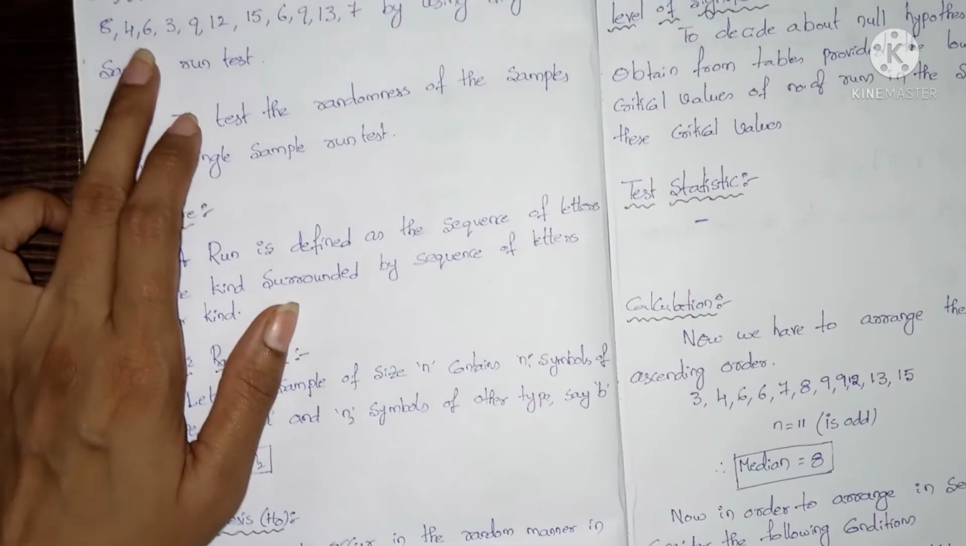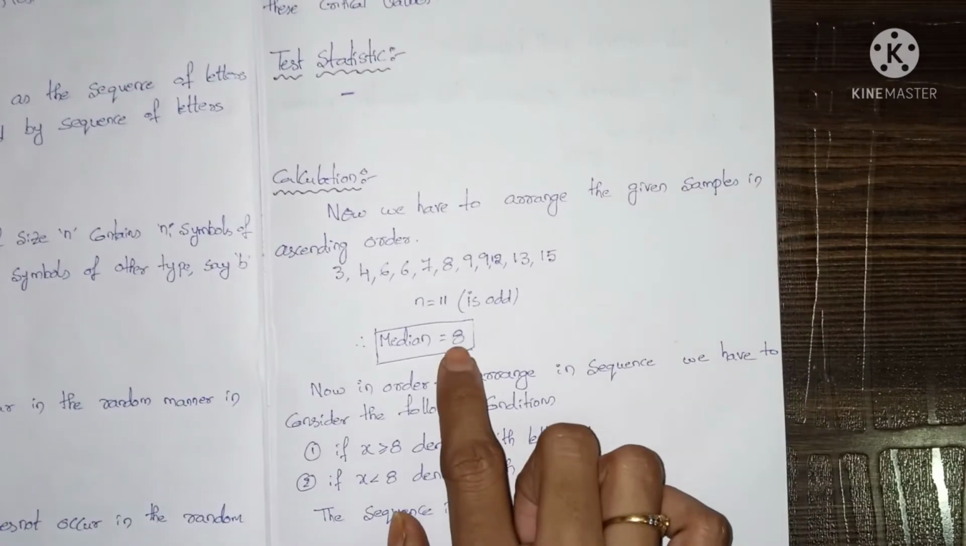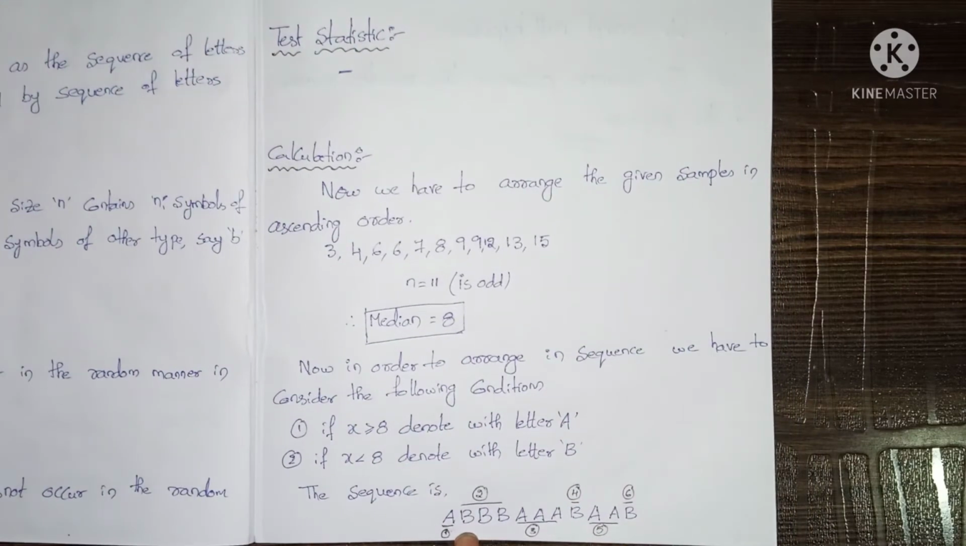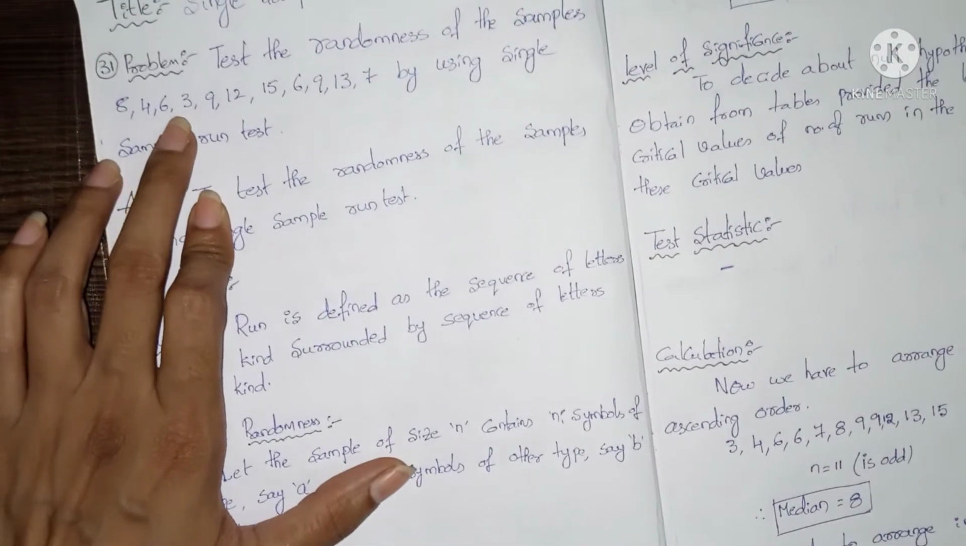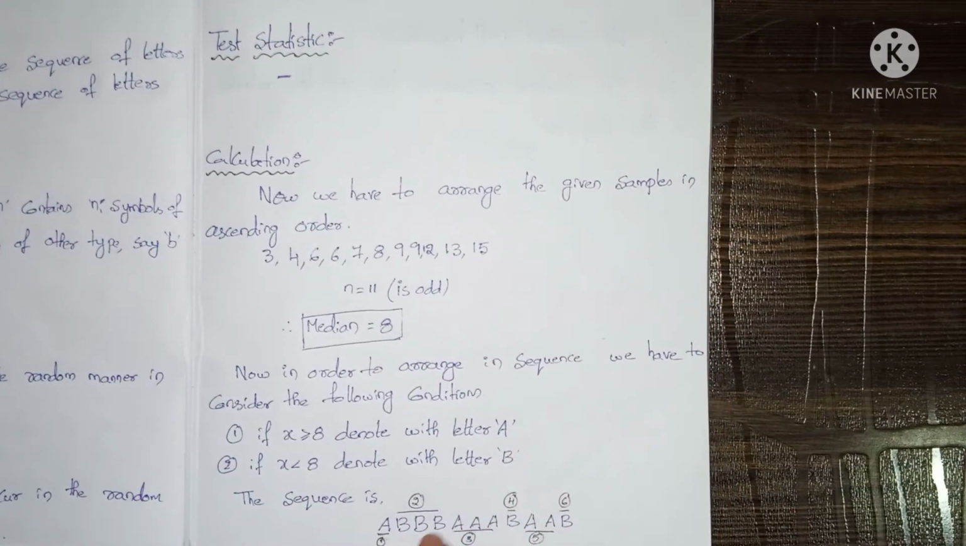Again, next is 4. 4 is less than 8. That means the second condition. So that's why here we have denoted with B. Next is 6. So 6 is less than 8. That means the second condition is satisfied. So again we have denoted with B. So like that we have to arrange the sequence.